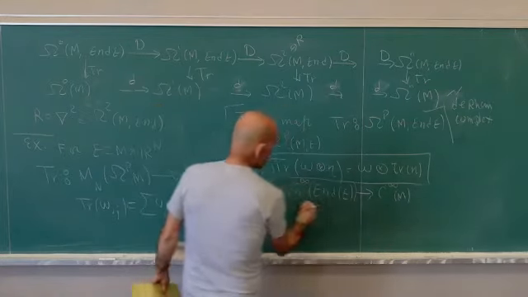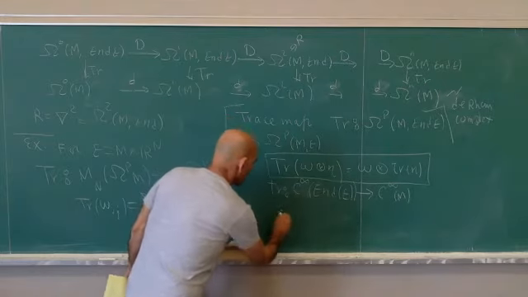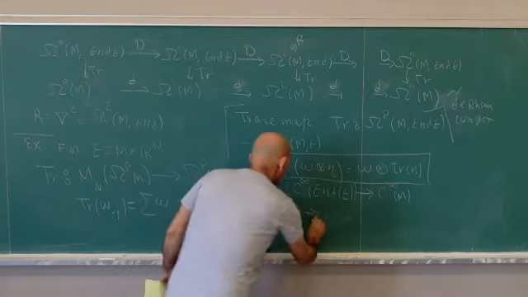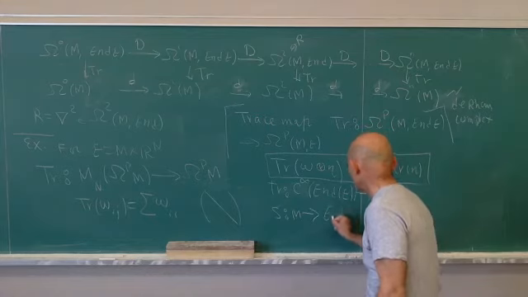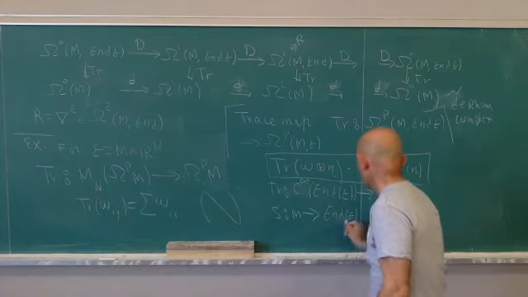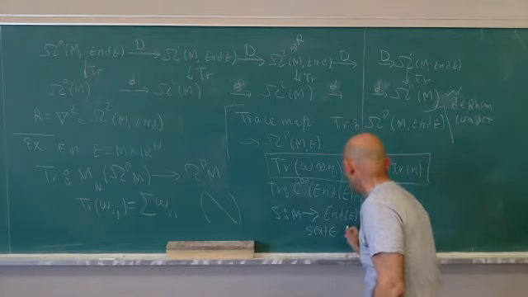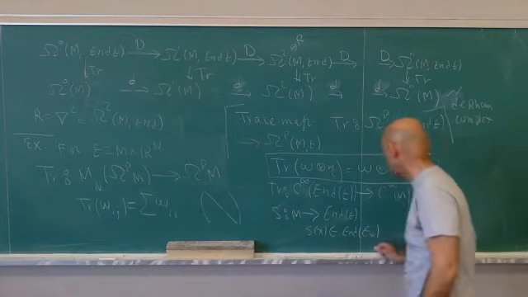What is a section here? It's just a map from M to this bundle End(E), such that s(x) belongs to End(E_x), the fiber over x of M.